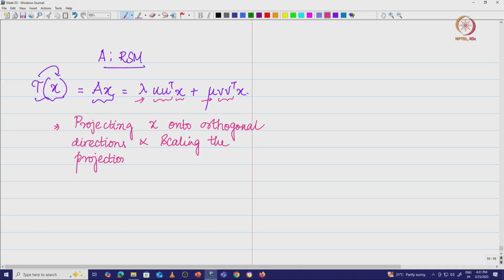Right. In fact, from here we can see one more thing. A is basically lambda u transpose plus mu v transpose, and here A is going to be a 2 by 2 matrix because I have taken A to be acting on 2 component vectors. That means the map T is going to act on 2 component vectors. So u transpose is going to be a 2 by 2 matrix of rank 1, v transpose is going to be a 2 by 2 matrix of rank 1, right. This is also going to be a 2 by 2 matrix of rank 1.